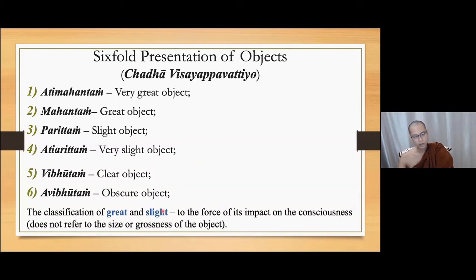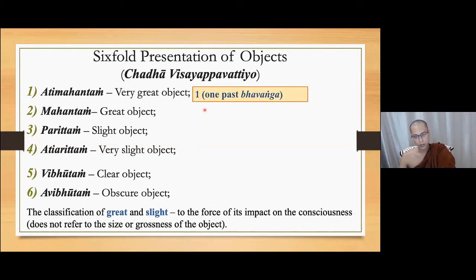Then here is the classification of the great and slight. Which one is great, why, and which one is slight, why, and which one is very great or very slight. It does not depend on the size of the object or the grossness of the object. The greatness and slightness refer to the power of the object's impact on the consciousness. So how does it impact, let's see.